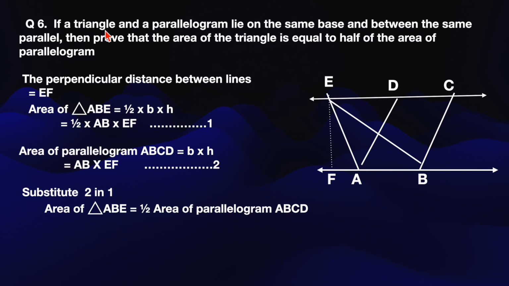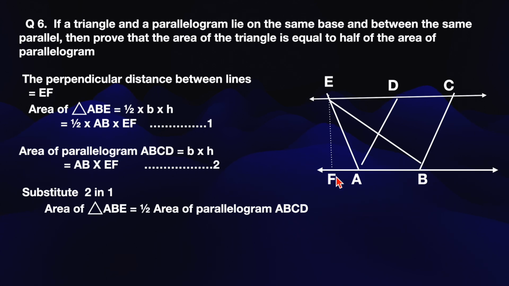Question 6. If a triangle and a parallelogram lie on the same base and between the same parallels, then prove that the area of a triangle is equal to half the area of the parallelogram. So here, these are the two parallel lines. AB is the base. With this base, we are getting another parallelogram like this, ABCD. We are also getting a triangle. We put a point here and we get triangle AEB. We have to prove that the area of this triangle is equal to half the area of this parallelogram.